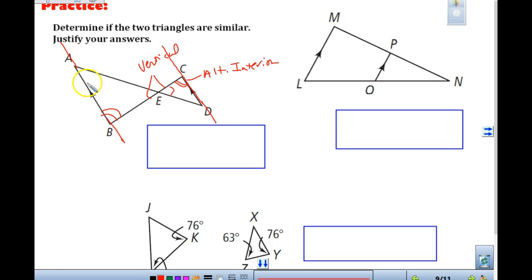Could I have had angle A and D? Those were also alternate interior, right? So we need to put them in the right order. If we start from A to B to E, talk with your shoulder partner about which angle I must start with and be ready if I call on you. So starting at A to B to E, what do we have to start on this triangle? Talk with your shoulder partner, we're going to write it down.